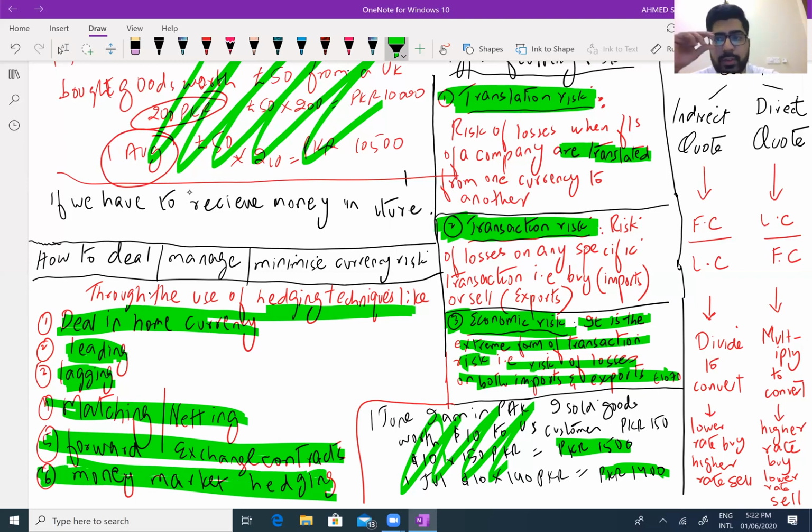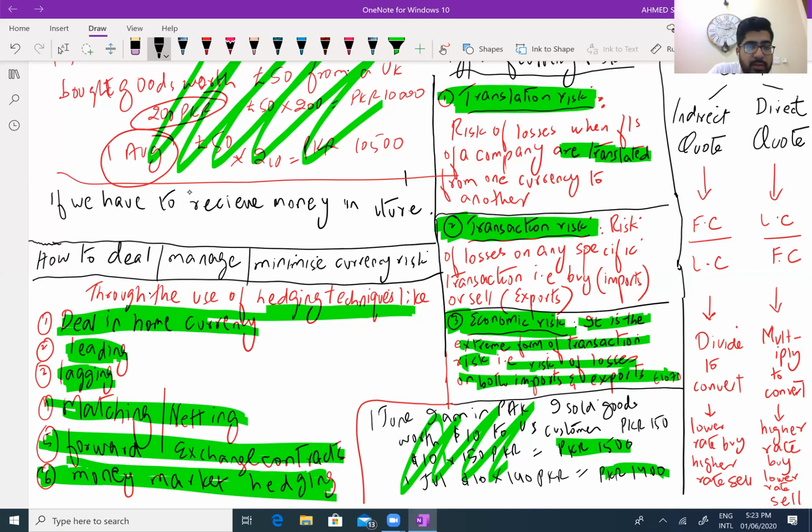Okay, you need to learn how to deal with, manage, and minimize currency risk. So currency risk is dealt with, managed, or minimized through the use of some techniques which are called hedging techniques. Now, there are six hedging techniques which we need to study at the moment: deal in home currency, leading, lagging, matching or netting, forward exchange contract, and money market hedging. What are they? The first technique to deal with, manage, and minimize currency risk is called deal in home currency.